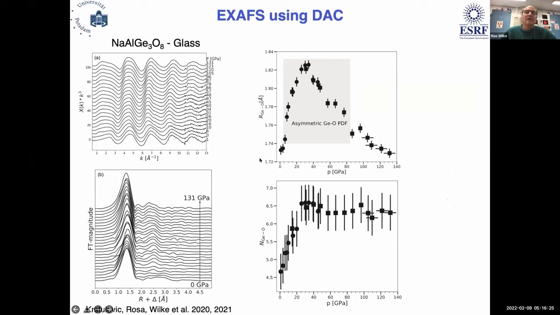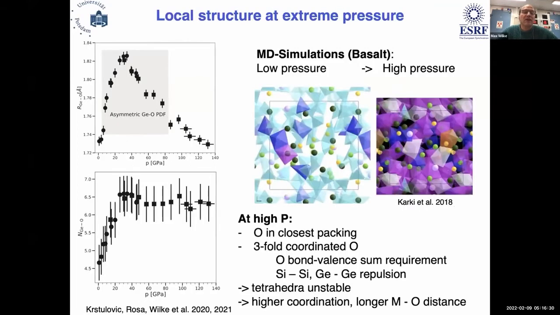And if we now look at what is actually happening to the structure, this is nicely illustrated by an MD simulation done by Kaki et al. on basalt. So we go from a loosely connected silicon tetrahedral network to something that is much more dense.